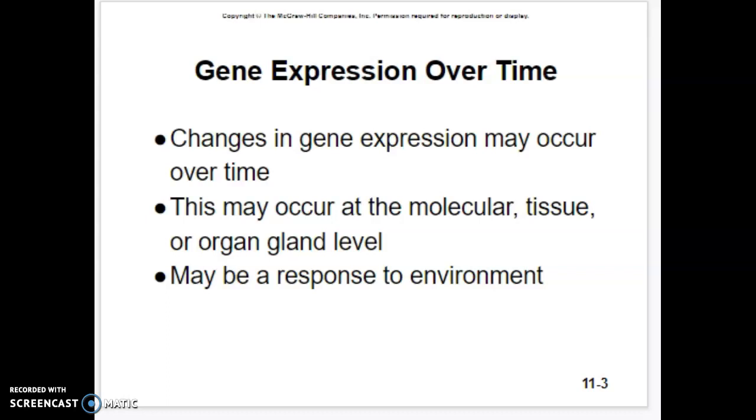It can occur at any level, whether it's molecular, tissue, or organ, and sometimes it's a response to the environment. There's a common one in bacteria called the lac operon, and the lac is for lactose. So lactose comes in, that's the environmental response, and it tells this bacteria to make lactase, to eat the lactose.